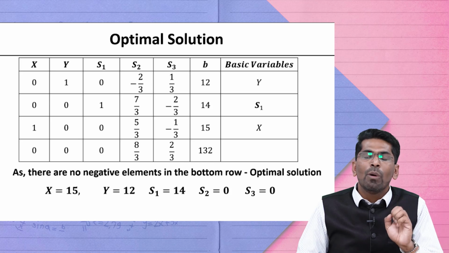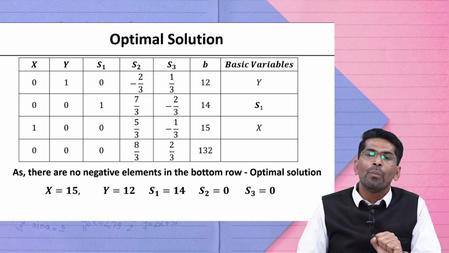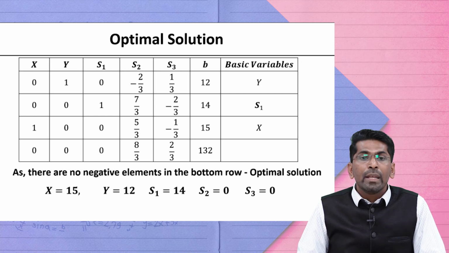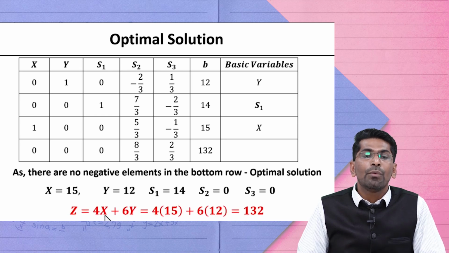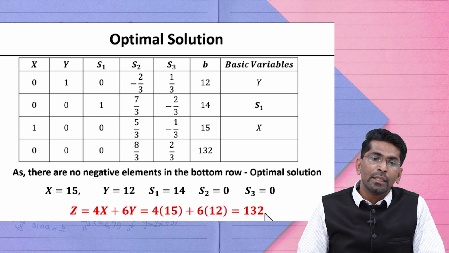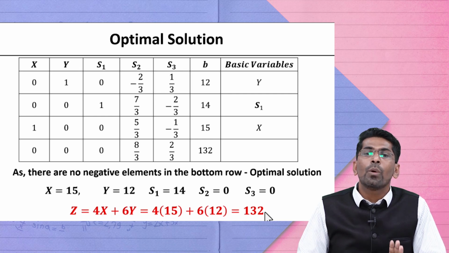So this is the process of solving the linear programming problem by using the simplex method. We can calculate the objective function, that is 4x plus 6y. This was the objective function, that is maximization of profit, 4x plus 6y. By substituting the value of x equal to 15 and the value of y equal to 12 in the objective function, it is equal to 132. Let us check, here it is also equal to 132. So 132 is equal to 132. We can say that the optimal solution is reached. The given linear programming problem has reached the optimal solution.